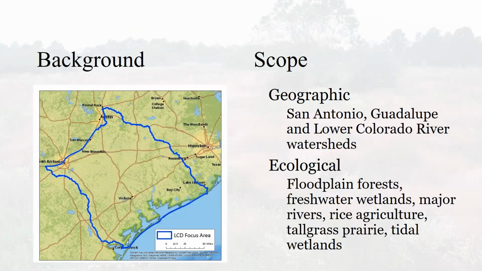The conservation targets of this project consist of a group of habitats that were originally defined by the Gulf Coast Prairie LCC in a rather general sense. They include floodplain forests, freshwater wetlands, major rivers, rice agriculture, tallgrass prairie, and tidal wetlands. Of these, tallgrass prairie may be a bit misleading as it includes all potential grasslands, except for semi-desert shrublands in the southwestern portion of the region. It'll be in this area, and you'll see that gap in some of the maps we look at later with the demonstration projects.